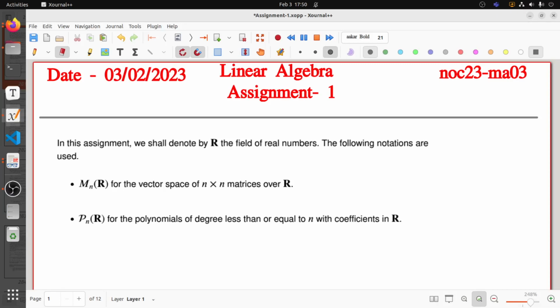So this direction is true. If span of A equals A, then A is a subspace of B. Now check the other direction. So what do we have to check? If A is a subspace of B, then does span of A equal A or not?